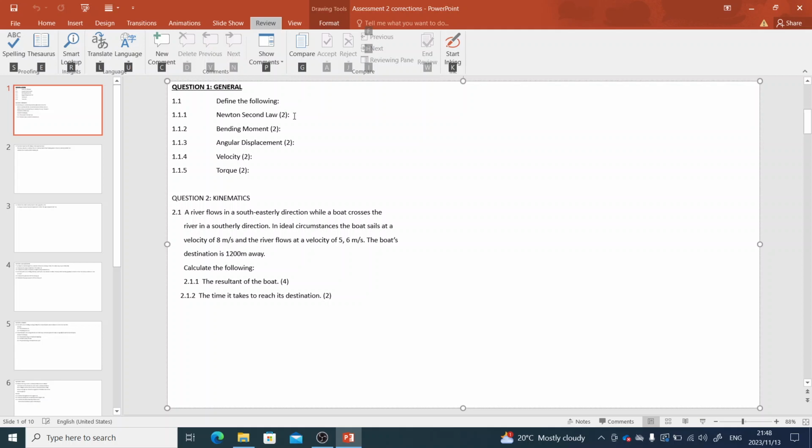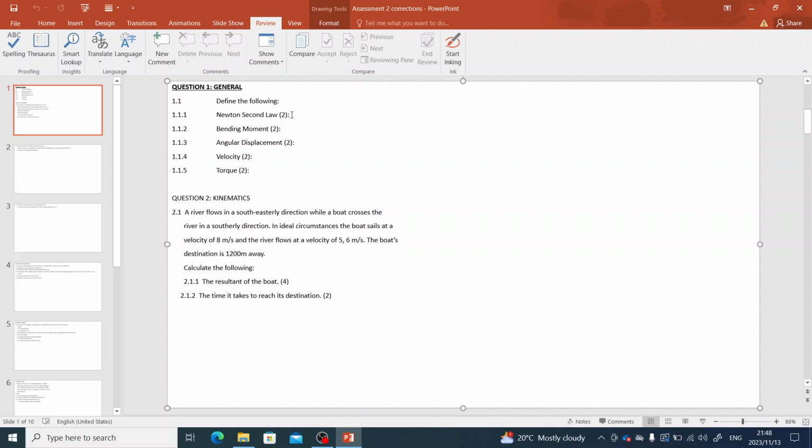Let us look at the corrections of the test that we wrote. Question 1 had to do with general questions. As I always indicated, you need to know your theory. The first question, they wanted you to define Newton's laws.